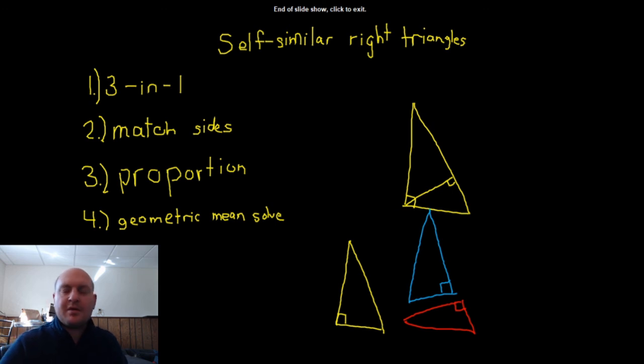So to sum up, an introduction to similar right triangles, we're looking at self-similar right triangles. And keep in mind that there are 3 triangles in one when you draw an altitude. And when you're trying to solve, you need to match up the sides that should go together in order to build a proportion that can be solved with geometric mean. You're cross-multiplying and rooting. That's all for this set of notes.